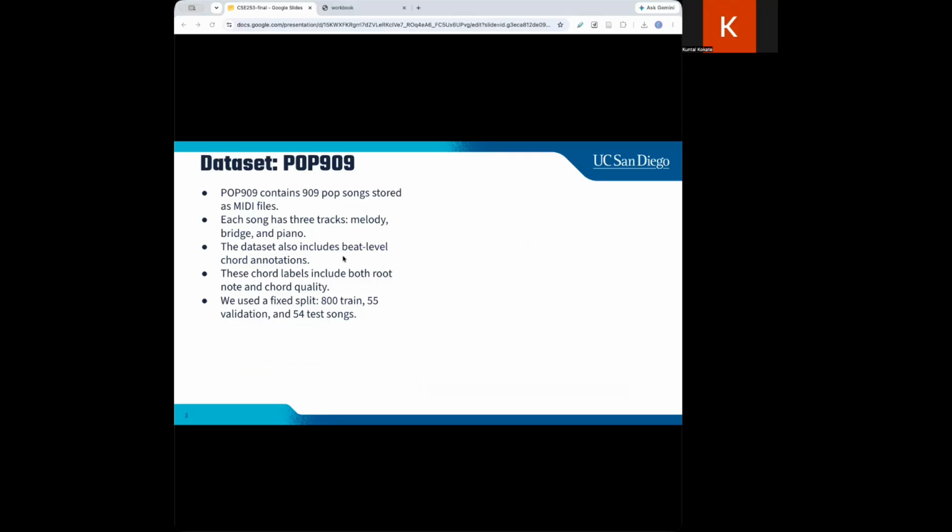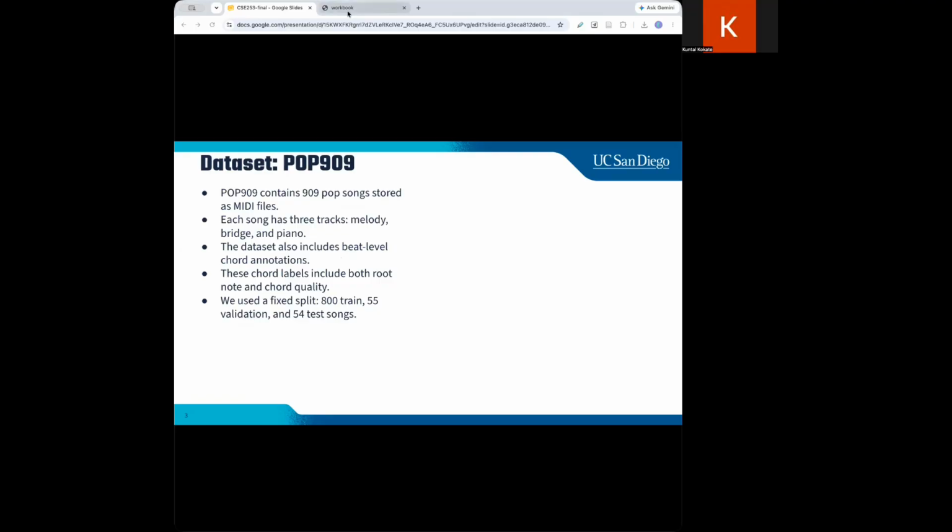We use this dataset, which contains 909 pop songs in MIDI format. Each song has three tracks: melody, bridge, and piano. For task 2, the beat level chord annotations are essential. Each chord has both a root note and a quality. We used a fixed split, that is 800 training samples, 55 validation samples, and 54 test samples. Every baseline and trained model is scored on the same held out test set, so all comparisons stay consistent.